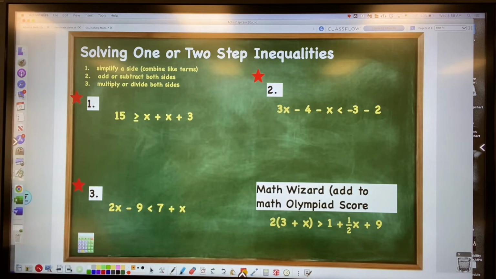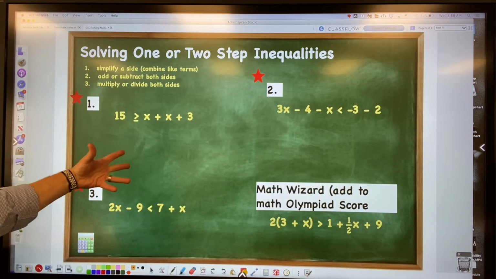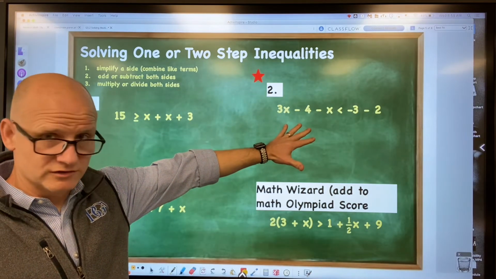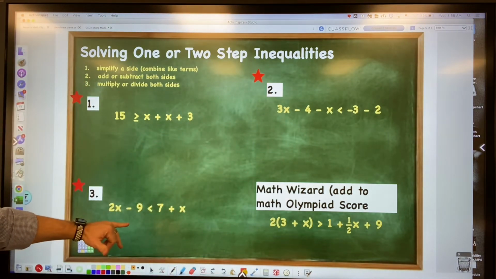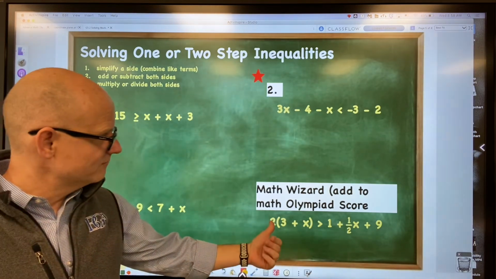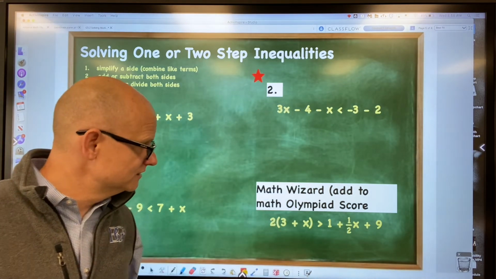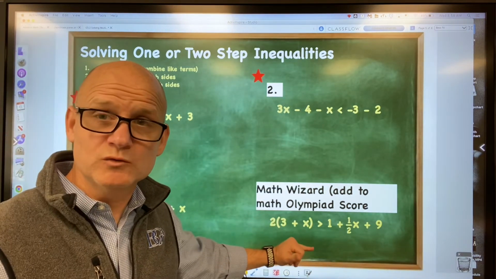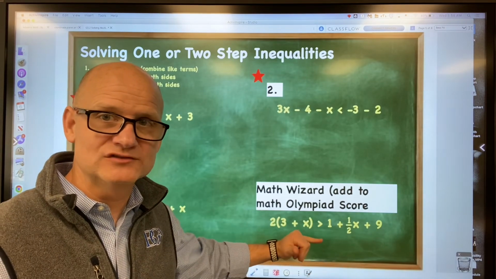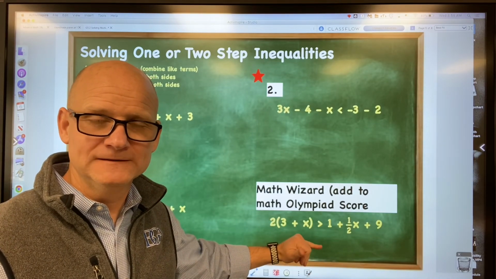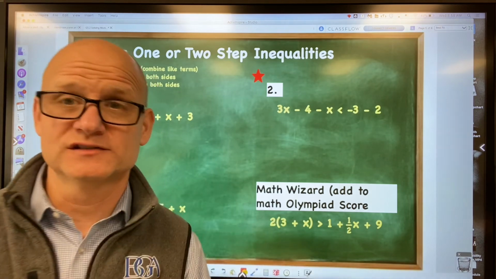So here's all I want you to do. I want you to solve these 3 problems. Notice I got the stars. Number 1, number 2, it gets a little harder, and number 3, okay? And then number 4, I have made a math wizard problem. And this is optional, but this will be added to your Math Olympiad score if you solve it correctly. And we'll discuss it tomorrow, okay?